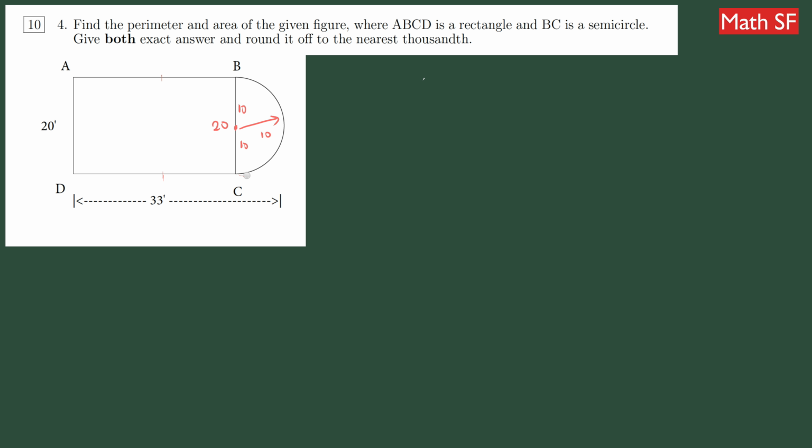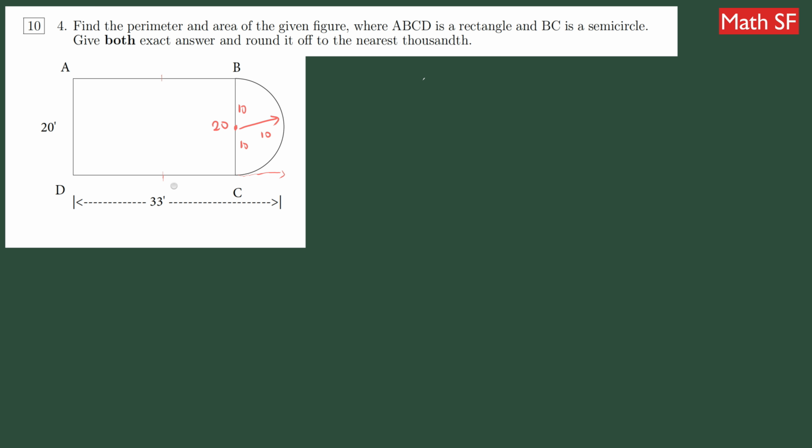So if the radius is 10, from here to here is 10, then if all of this is 33, then DC should be 23. So DC should be 23. We're going to apply 23 here, and this part should be 23 as well. And we're talking about feet. So here should be feet.